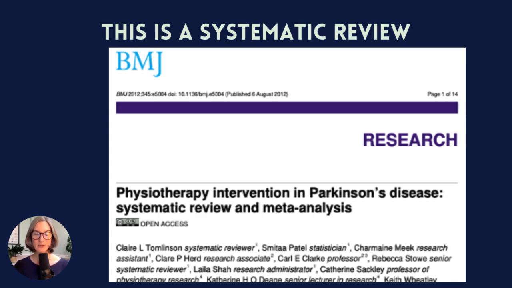So, what you would need to do is go onto the CASP website and you would need to find the critical appraisal tool that aligns with this study design of it being a systematic review. So, that's the first thing you do. And then, when you've got that critical appraisal tool from the website, you are ready to get going.